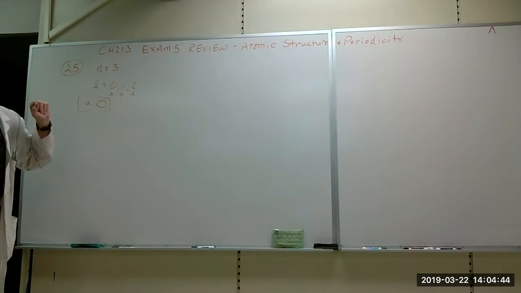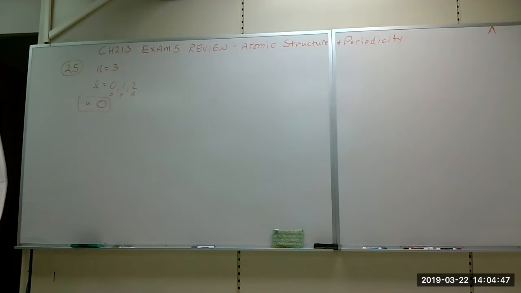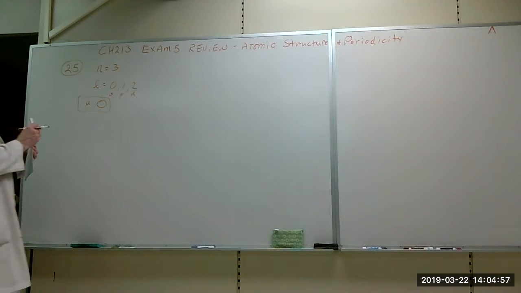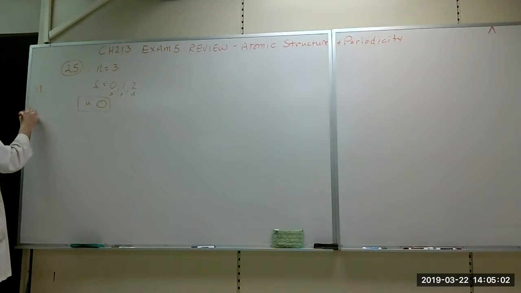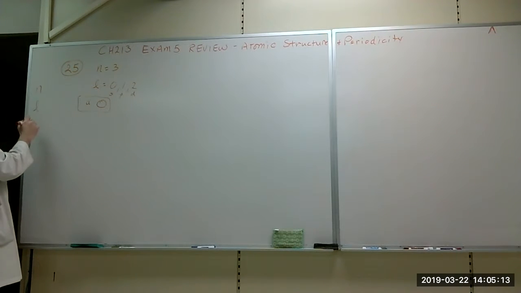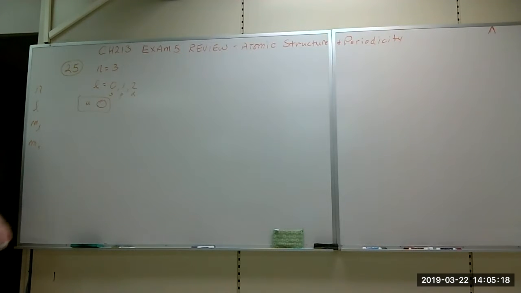Do we use this for this? No, that's when you start filling the orbitals with electrons. You just have to know this. Remember, principal quantum number, angular momentum, magnetic, and spin. Those are the quantum numbers.